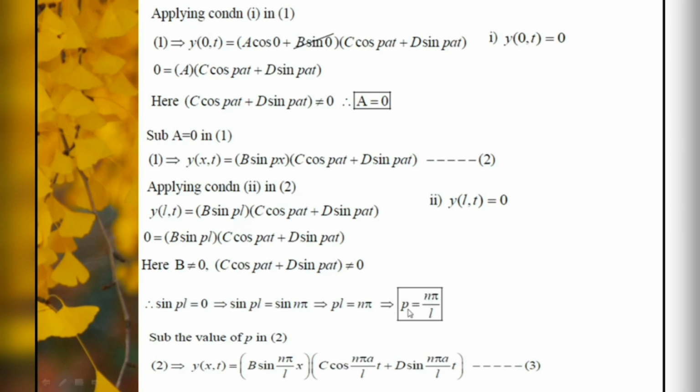Now we have to substitute this P value as n pi by L in the second equation, which is y of x comma t equal to B into sin n pi x by L into C cos n pi at by L plus D sin n pi at by L. Now in order to apply the third condition, which is the initial velocity, we have to differentiate this equation 3 with respect to t.